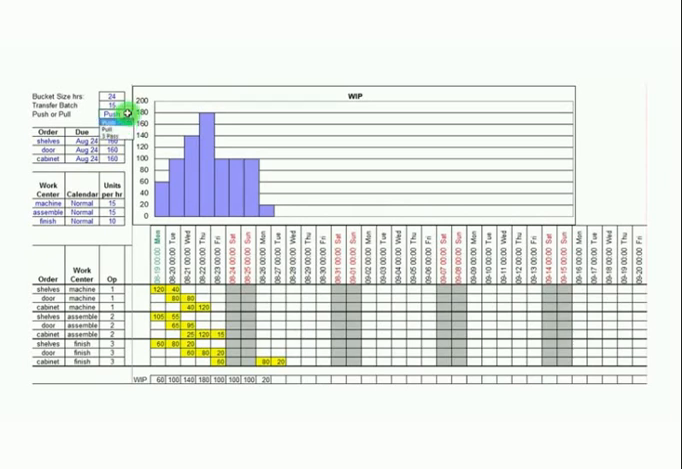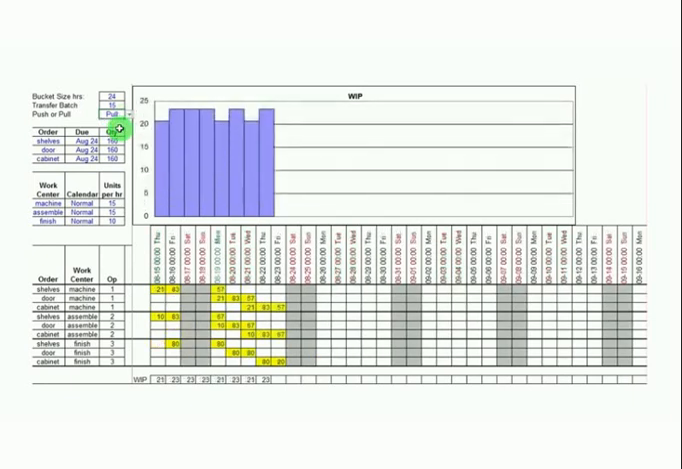Let's go back and check again. I was pulling. My inventory levels were low, but it was telling me that please start on 15th of August, while today is 19th of August. This is not possible. So when I push, that means I start planning from today into the future.